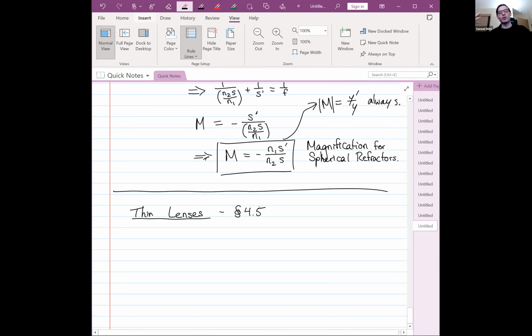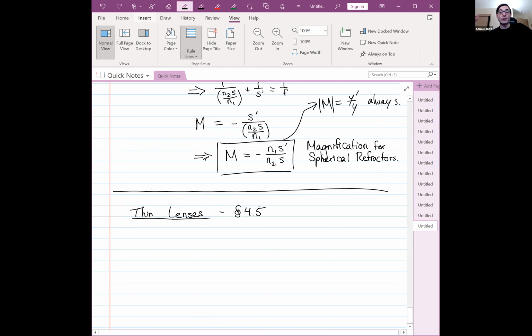In general, the only time you'll have to use the results about spherical refractors is if you have a fish in a fishbowl. It's not often that you have an object in one medium and an observer outside of the medium and the medium is curved. It just doesn't happen often. I mean, it can be useful, but we don't care about it all that much.